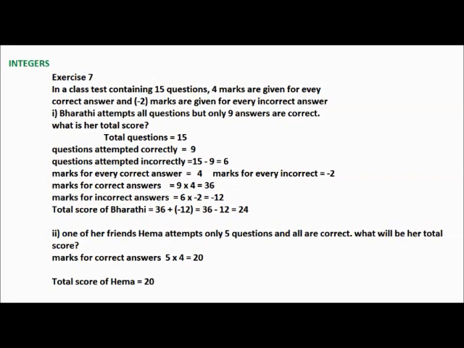One of our friends Hema attempts only 5 questions and all are correct. What will be her total score? So marks for correct answers 5 multiplies 4, that is 20 and the total score of now Hema is 20.